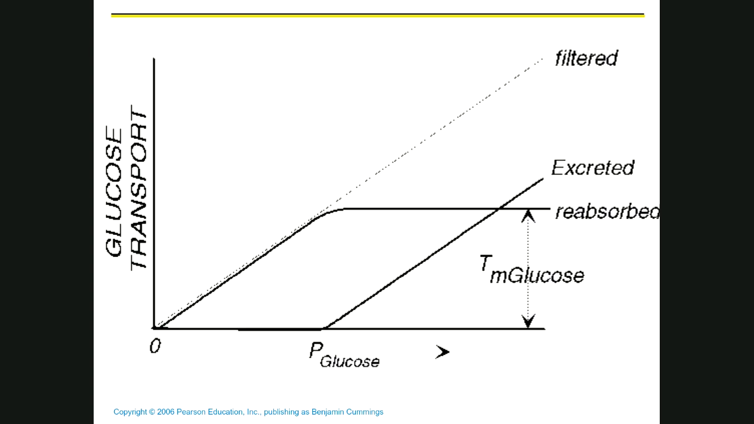Can everybody interpret this graph? And like I said, all you'd have to do is change the words and put whatever it is that you wanted to talk about here, and the graph would look basically exactly the same. Now the TM value is going to be different for every nutrient, but the graph is not going to change at all.